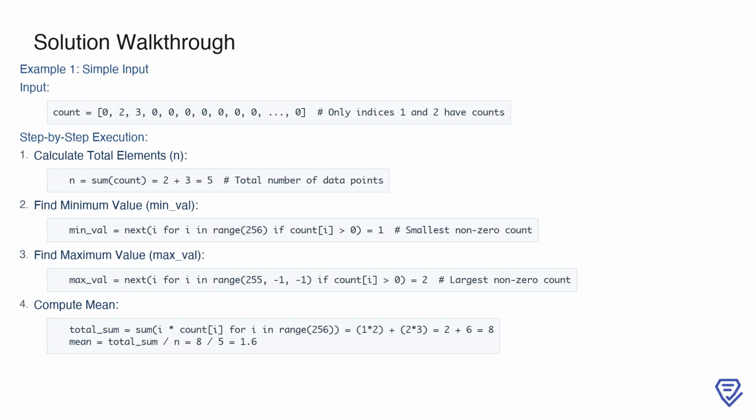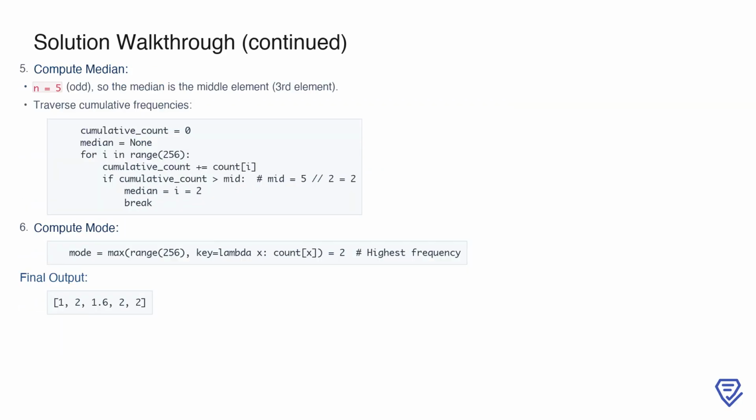Moving on to the mean, we calculate the weighted sum of all indices, where each index is multiplied by its respective count. This gives us a total sum of 8, and dividing by the total number of elements, 5, results in a mean of 1.6. Now, we compute the median. Since the total number of elements, n, is 5, which is odd, the median corresponds to the middle element of the dataset, or the third element.